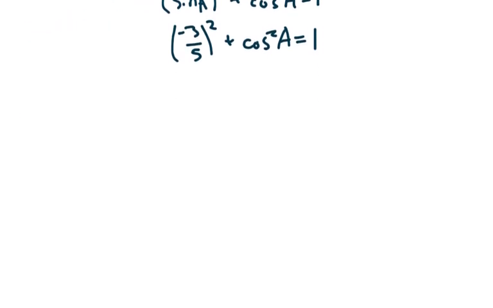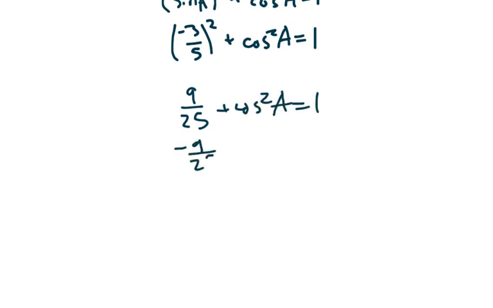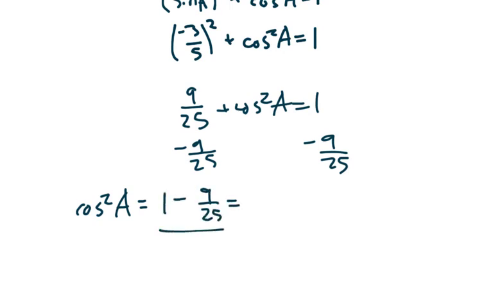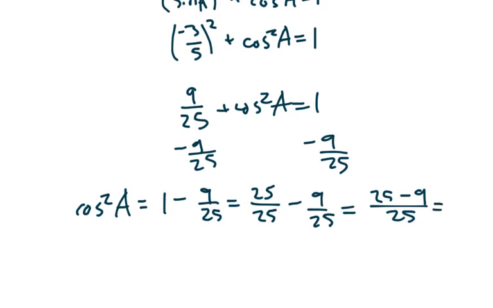To square a fraction, you get top times top over bottom times bottom. Negative 3 times negative 3, 5 times 5. Cosine squared a equals 1, subtracting 9/25 from both sides. Getting a common denominator now. We have cosine squared a equals 1 minus 9/25. The least common denominator between these two is going to be 25. So 1 is equivalent to 25/25. And now that they have the same denominator, I can subtract fractions by subtracting the numerators, and so on. We get 16/25. Okay, so hopefully we were able to get this far.